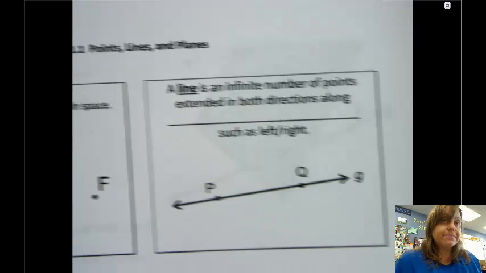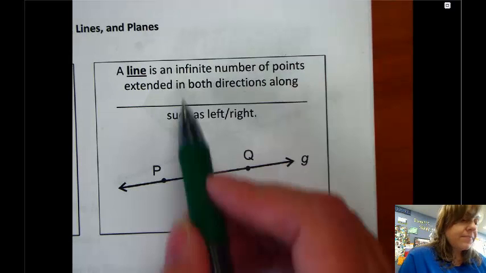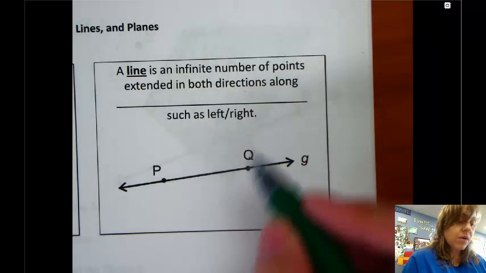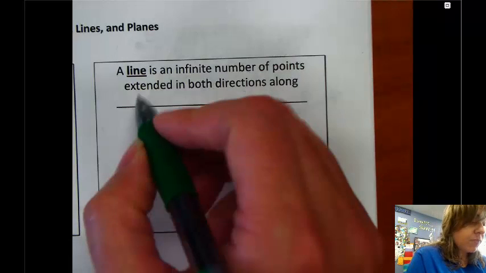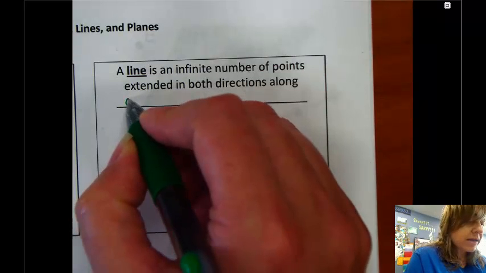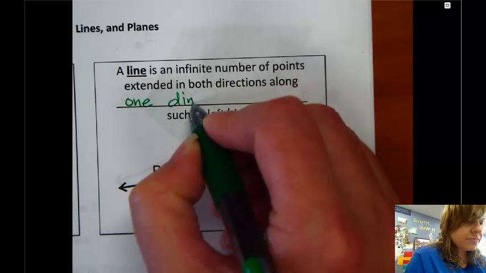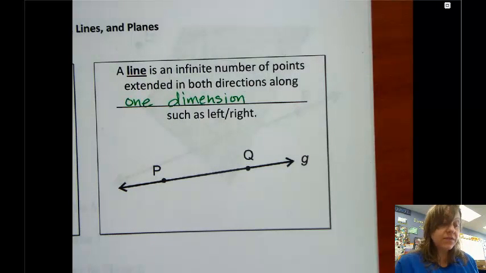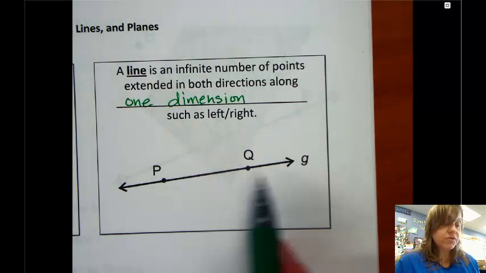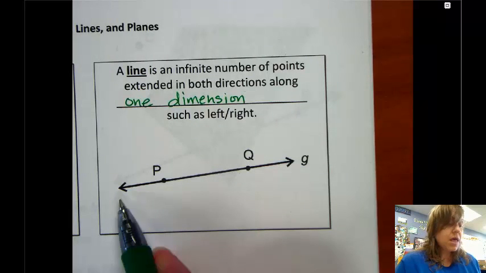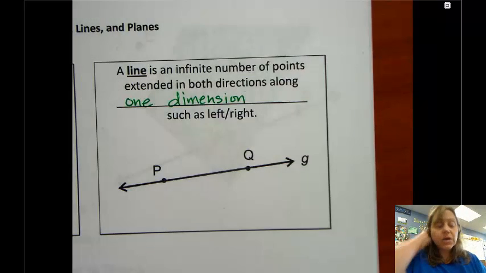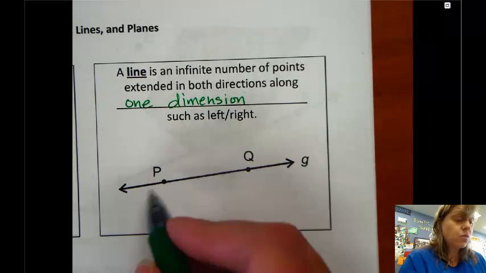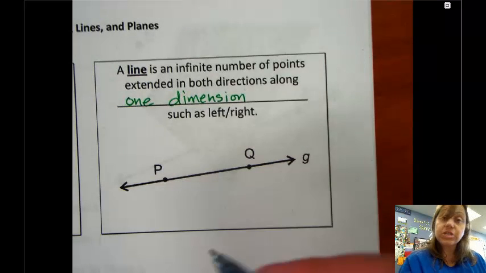Okay, next is line. Now a line is an infinite number of points extended in both directions along what we call one dimension. Like a point had no dimension, a line has one dimension. That dimension happens to be its length, which is infinitely long. As you can see, this goes forever in both directions, and that's why we have the arrows. Now, to name a line, what you want to do is name any 2 points that are on that line. So we named one letter for a point. For a line, it's going to be 2 letters.